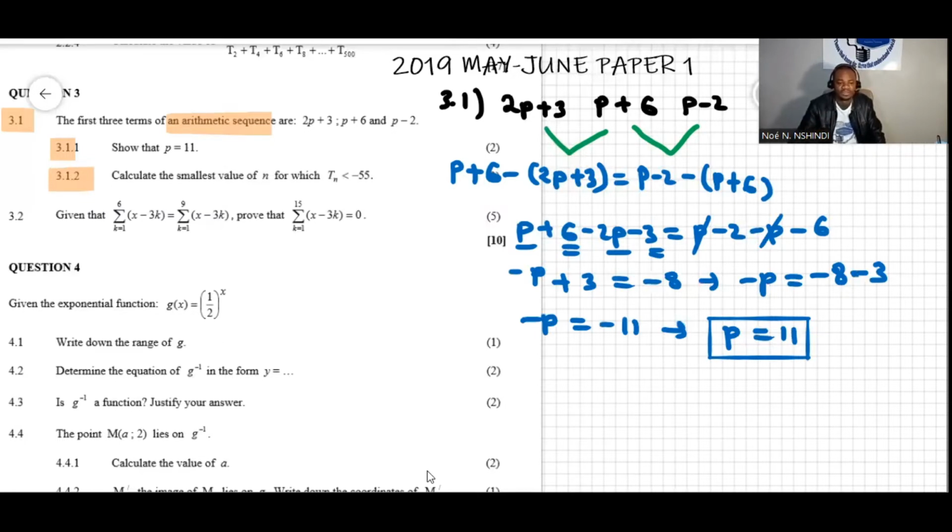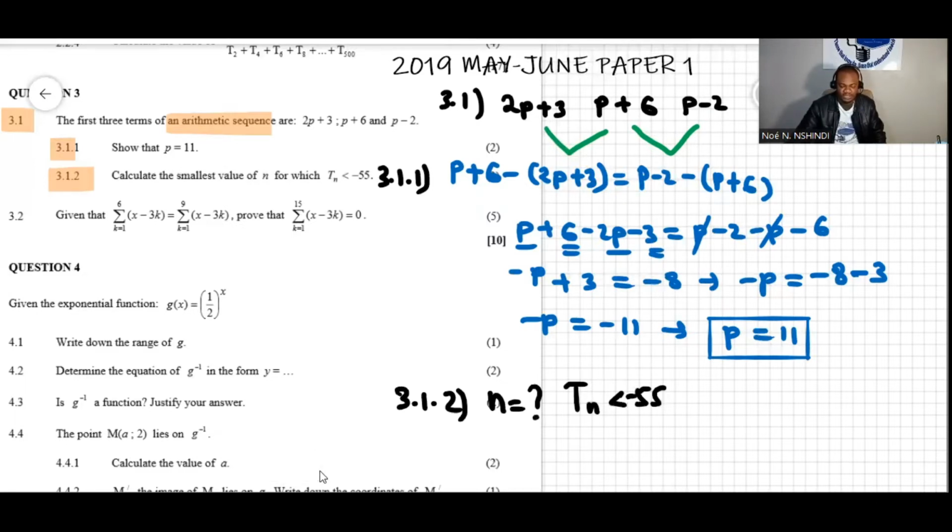All right. First of all, we are going to determine Tn. Okay, I'm going to write here. That was 3.1.1, and now I'm going to write over here 3.1.2. So we are looking for the smallest value of n such that Tn is less than negative 55. So what am I going to write here?